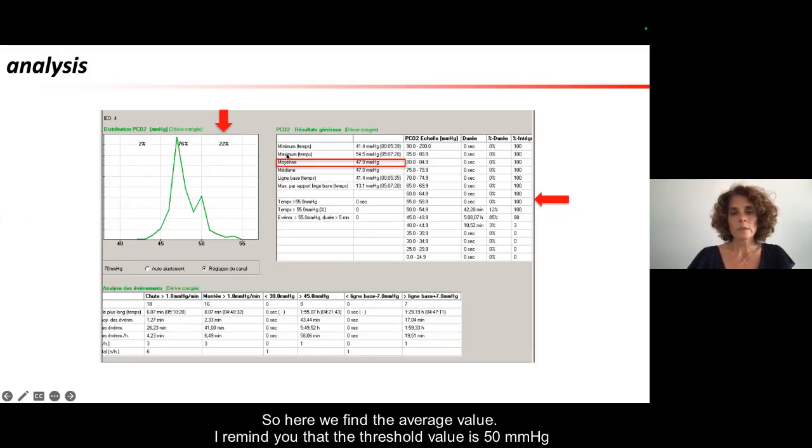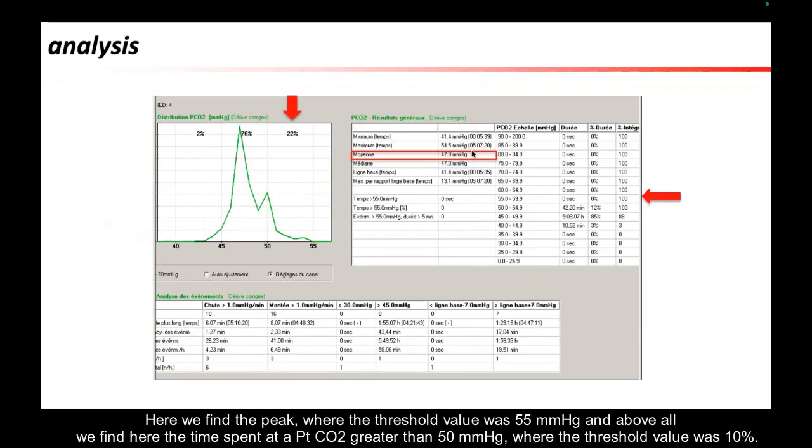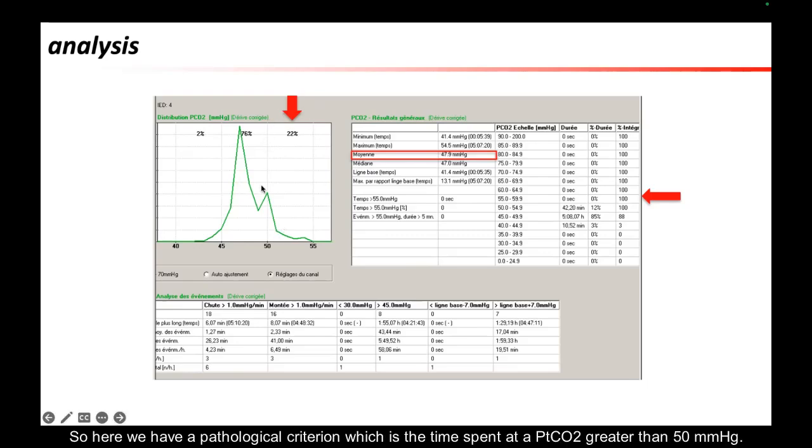So here we find the average value. I remind you that the threshold value is 50 millimeters of mercury. Here we find the peak, where the threshold value was 55 millimeters of mercury, and above all we find here the time spent at a PtCO2 greater than 50 millimeters of mercury, where the threshold value was 10%. So here we have a pathological criterion, which is the time spent at a PtCO2 greater than 50 millimeters of mercury.